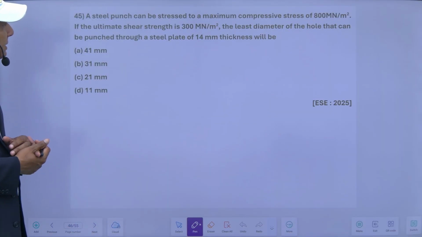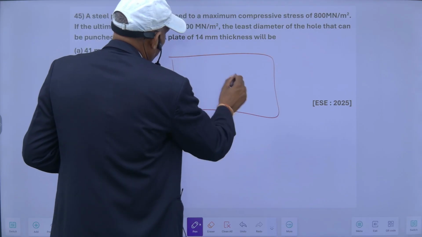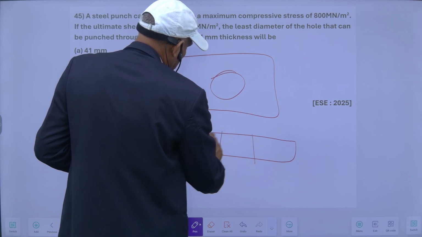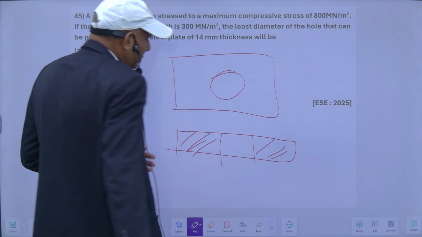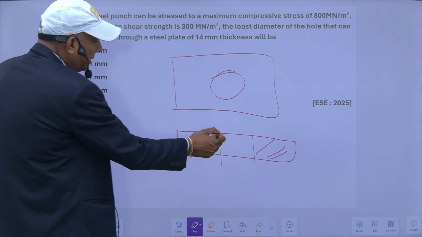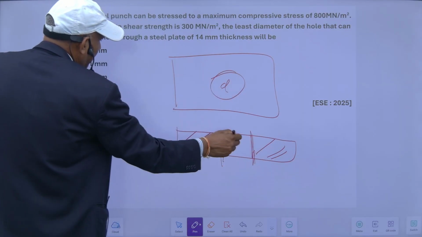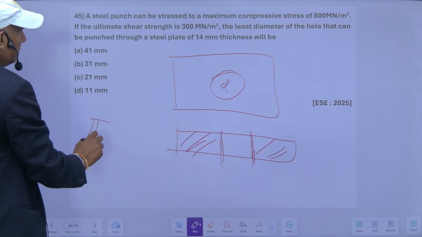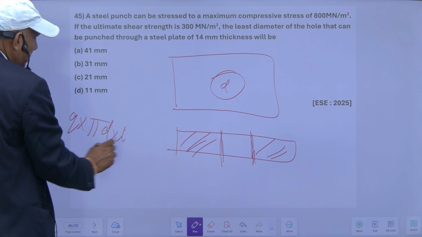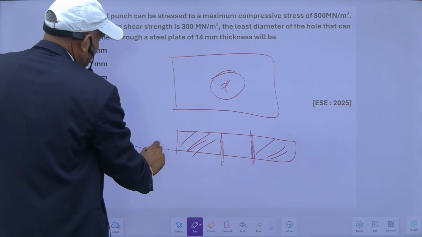A steel punch can be stressed. This is the same question, the maximum compressive stress. So this is the punch. Here during punching, shear stresses will be developed, and this will be equal to, suppose this is diameter d, so circumference is pi into d into t into shear stress q. This should be equal to the compressive force, which is equal to compressive stress into area.